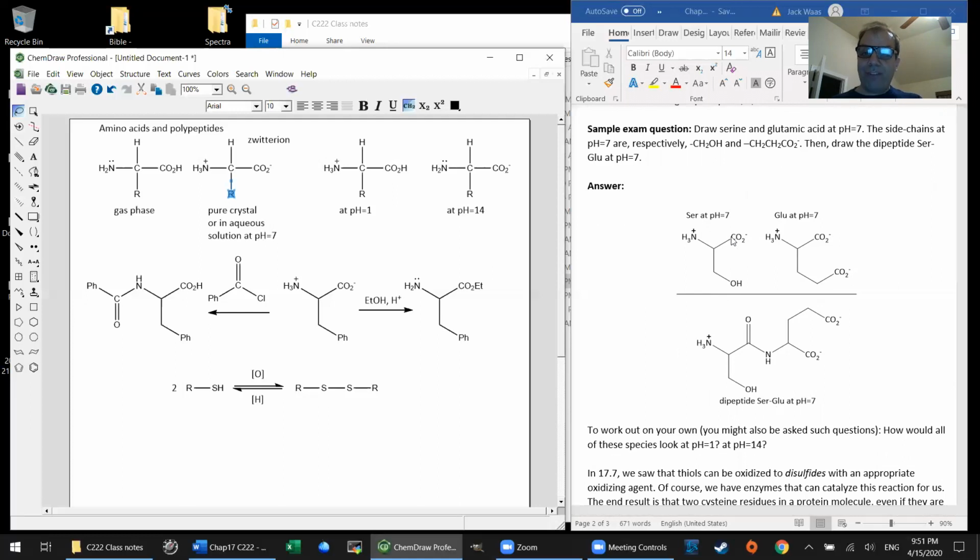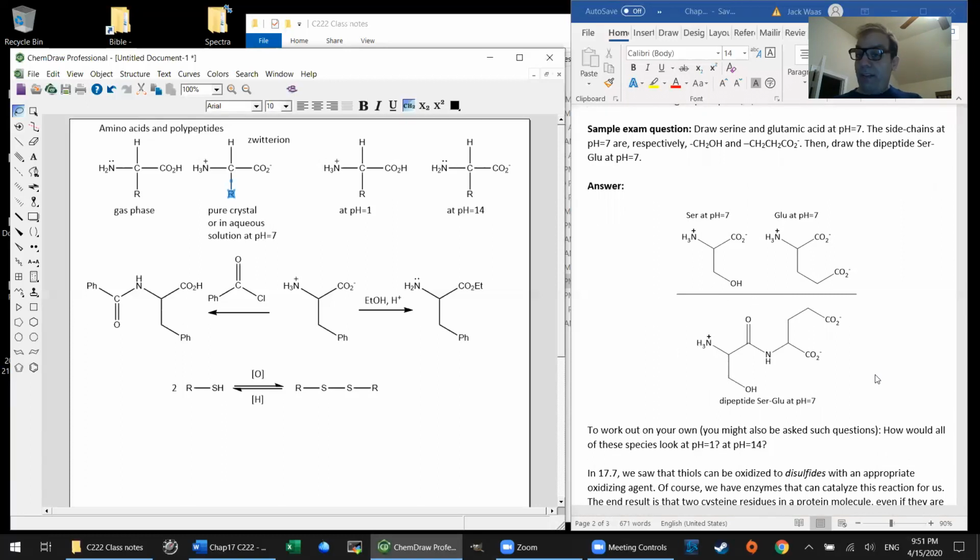You attach this carbonyl carbon to that nitrogen, and you make an amide. Period, full stop, that's it. And so that's how that dipeptide would look at pH 7. Again, we're not concerned with stereochemistry here. Just these flat structures is fine with me.